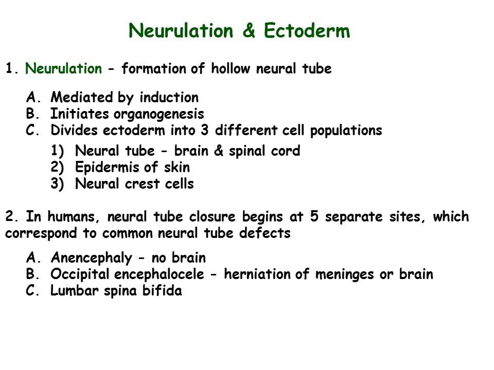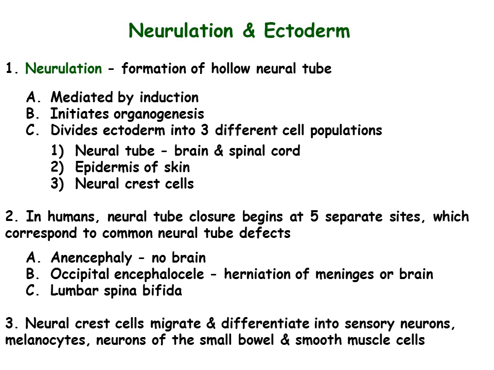In humans, the closing of the neural tube should begin at 5 different sites, and of course these different sites correspond to common neural tube defects. So you can have anencephaly, absolutely no brain, occipital encephalocele, where you have a herniation of the meninges or brain, and of course lumbar spina bifida.